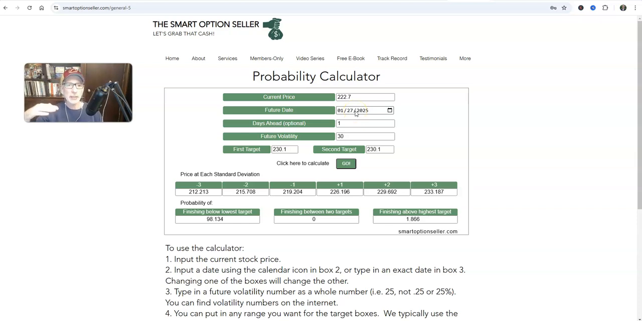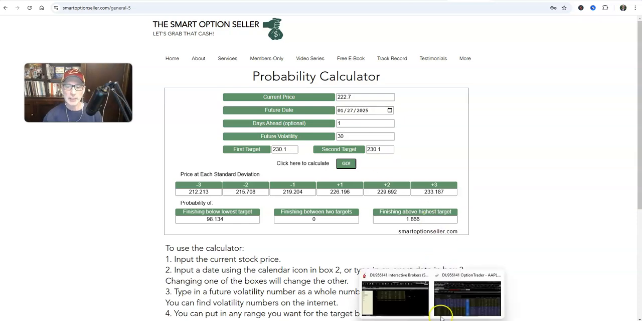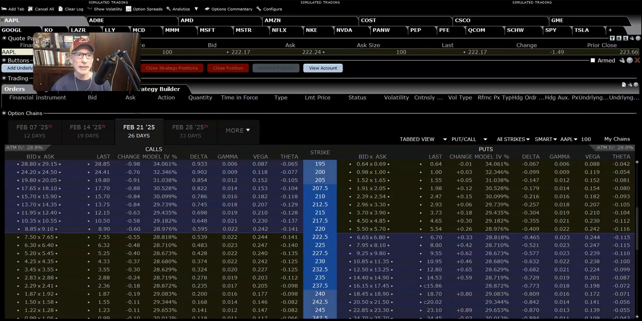Speed is key here. Probability tells you, the less time that you have, the less opportunity, or the less probability you have to make money. So let's go back to the option chain here and look at another example.